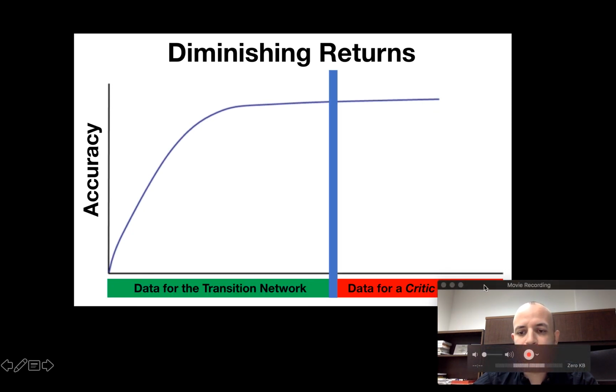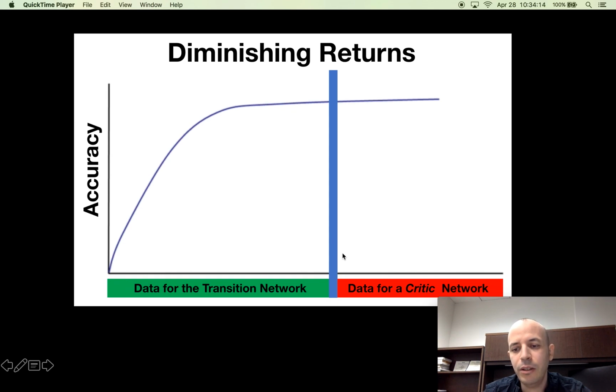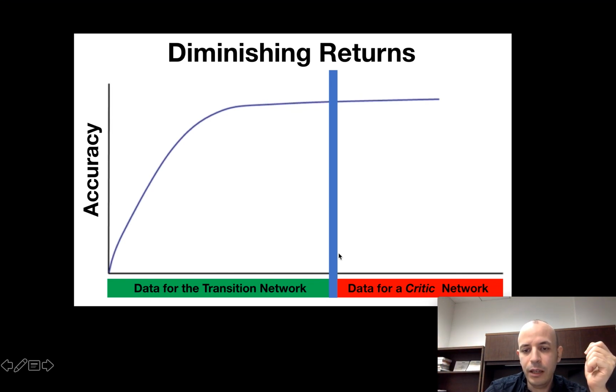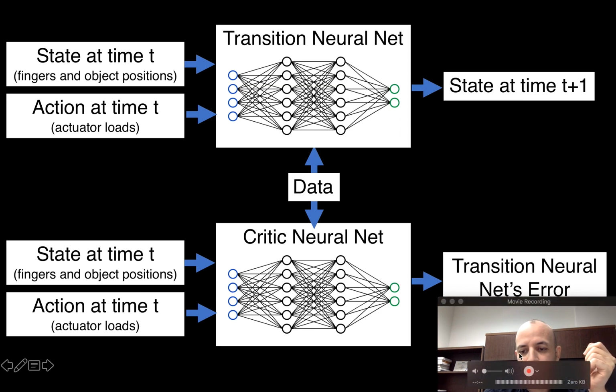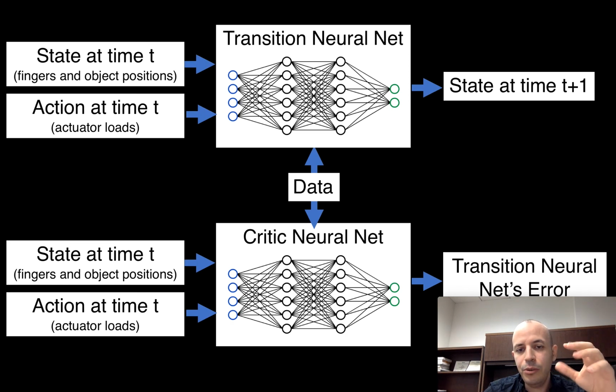So we thought of the following: instead of wasting all the data on fine-tuning the neural network, which hardly improves it, let's split the data and use a lot of data for training the transition model directly, as we did, and then save a big part of the data for training a second neural network that we're going to call the Critic Network. And the job of the Critic Network is this. You take as input the state at time t and the action at time t, and it's just a neural network parallel to the dynamics or transition neural network.